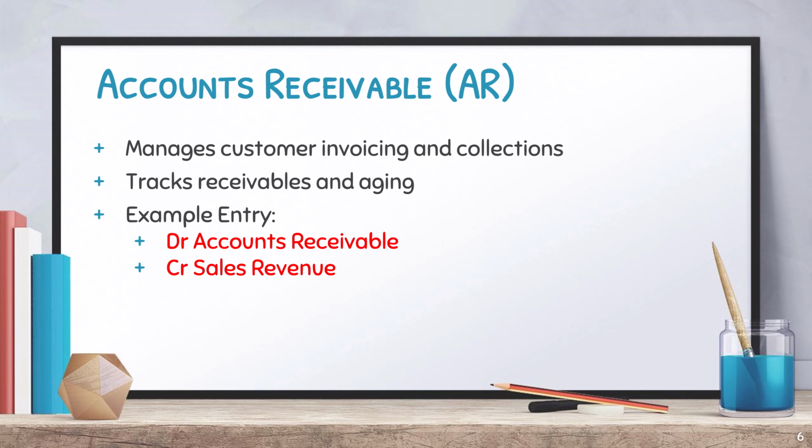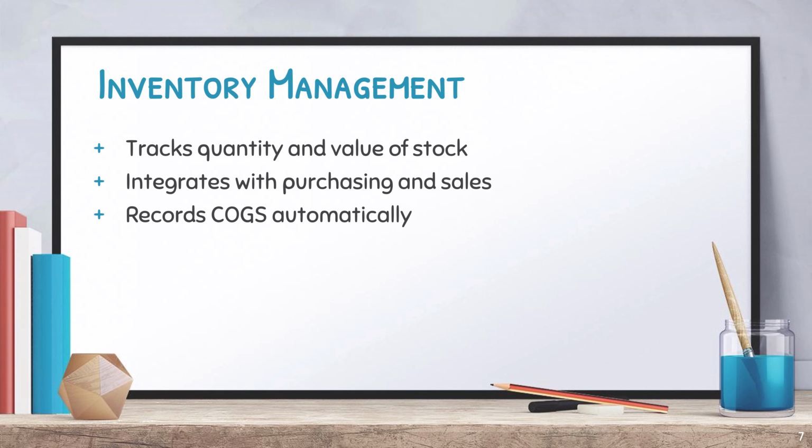The Accounts Receivable module tracks what customers owe the company. It manages customer invoicing, monitors collections, and keeps an eye on aging receivables to ensure timely payments. For example, when an invoice is sent to a customer, the typical journal entry is debit accounts receivable and credit sales revenue, recognizing the revenue earned and the amount due from the customer.